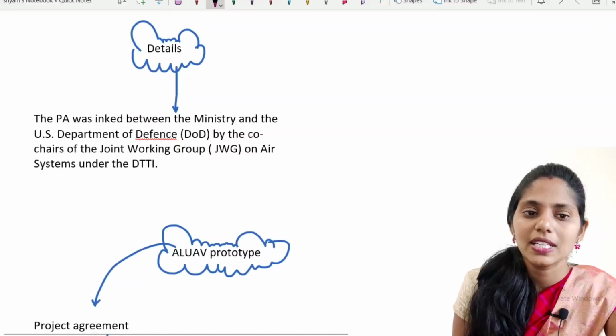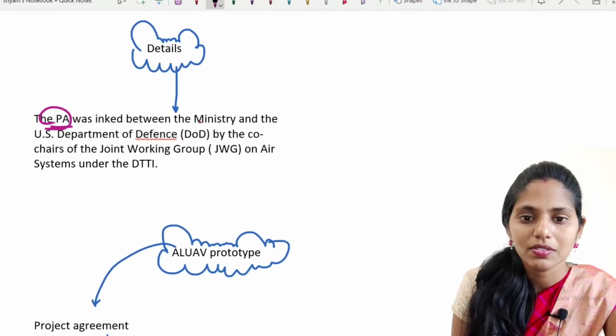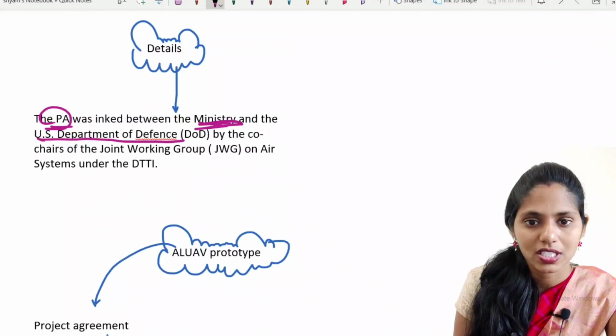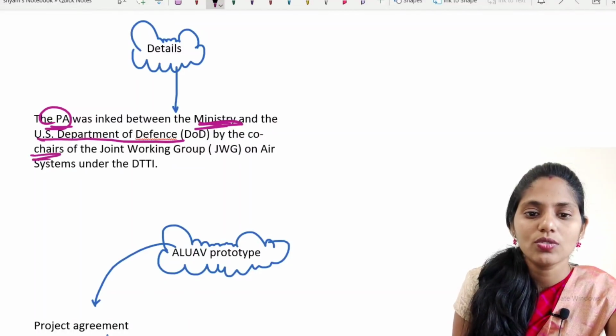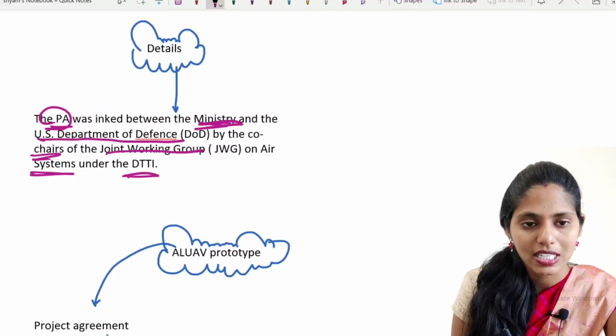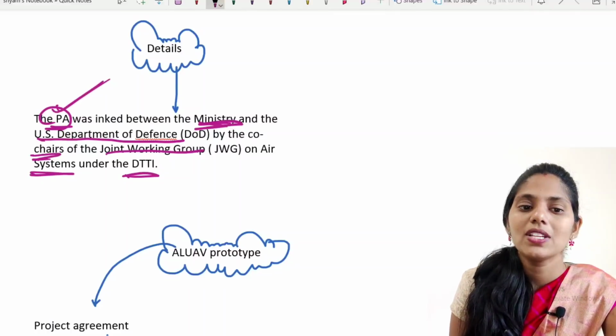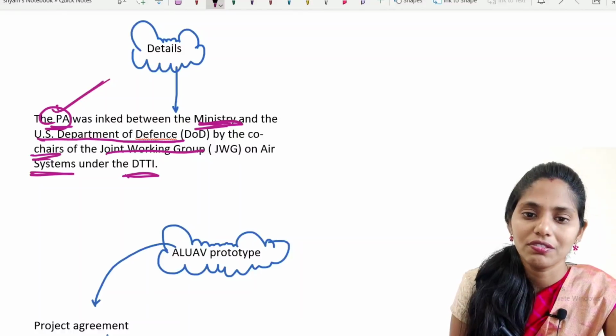If you see some details, it mainly says that this project agreement is linked between the ministry as well as the US Department of Defense, by co-chairs of the joint working group on air systems under this DTTI. So this project agreement is linked between the ministry and the US Department of Defense.